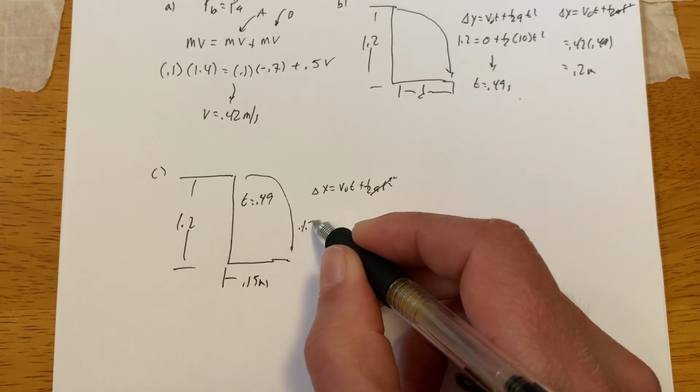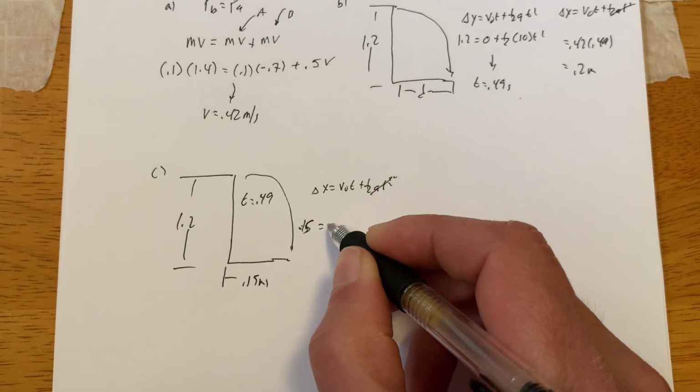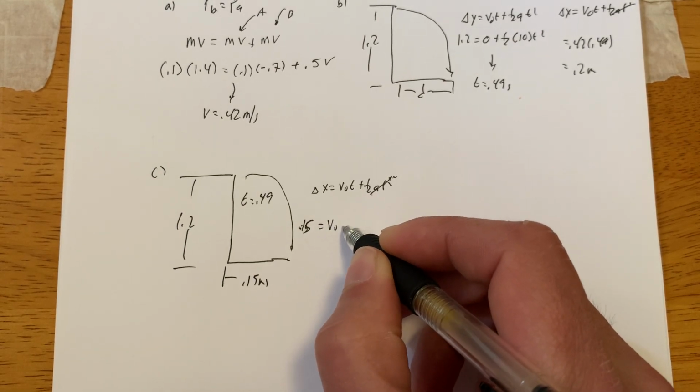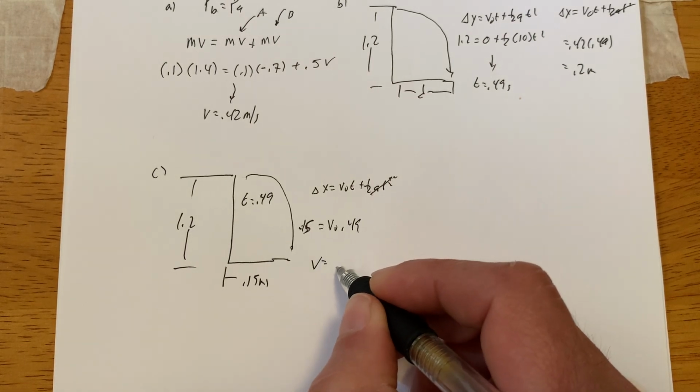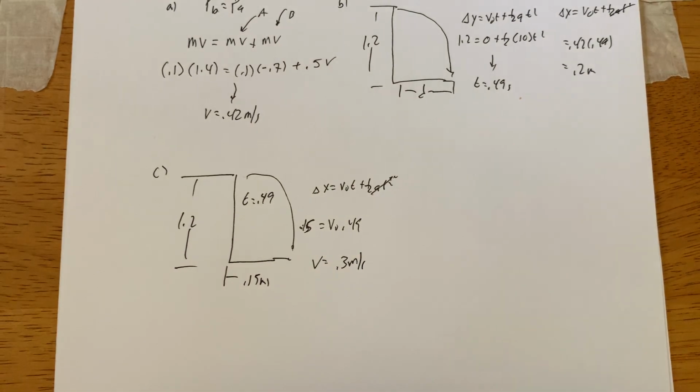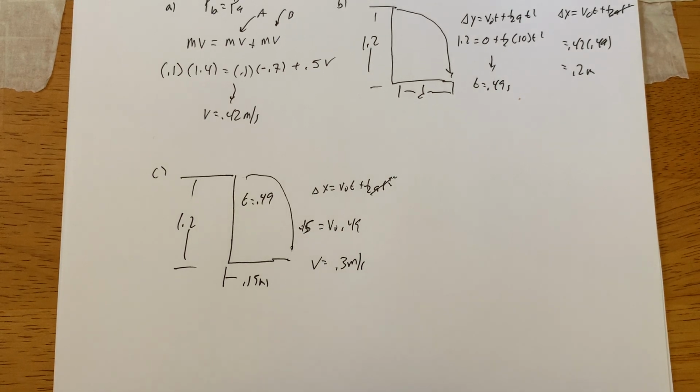So 1.15 is equal to v0 times 0.49. Doing a little bit of division here, I get a velocity of 0.3 meters per second. So that's how fast C gets pushed off.